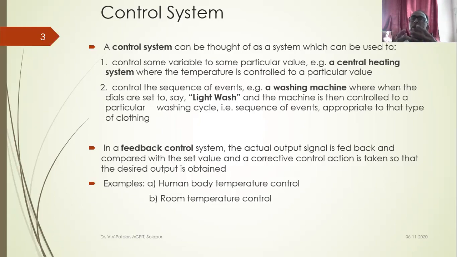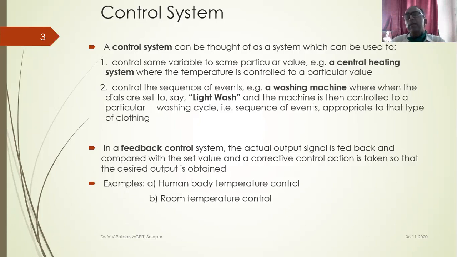The air flows over that sweat and you have a cooling effect. Convective heat transfer is taking place on the surface of your skin, and the body temperature is maintained at the desired value. This is a wonderful example of a human body temperature control system, a wonderful feedback control system.